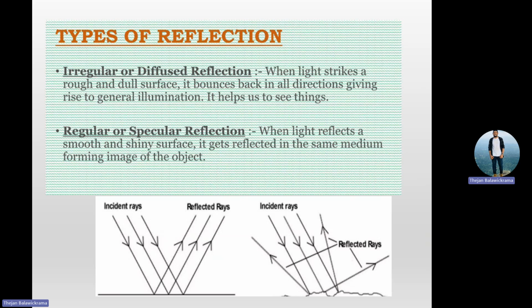So regular reflection can be, for example, an unmoved river surface. Irregular reflection, what can you say? Yes, an irregular surface. What is an example?